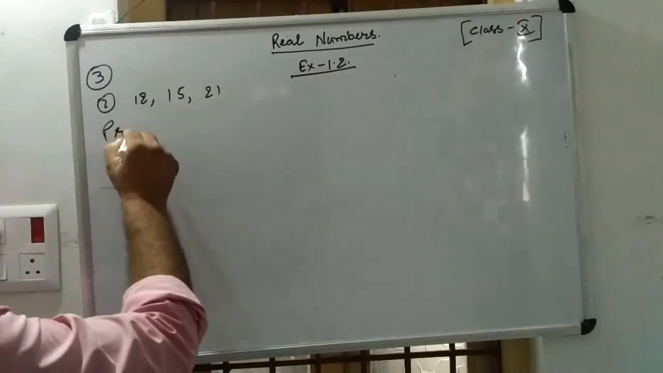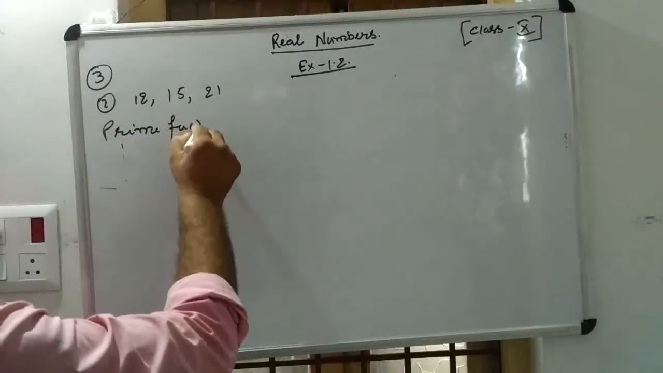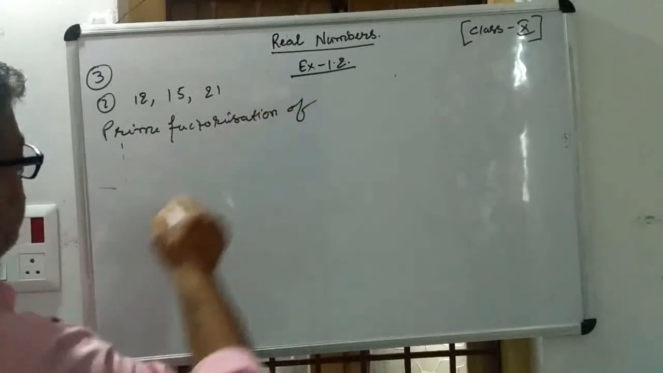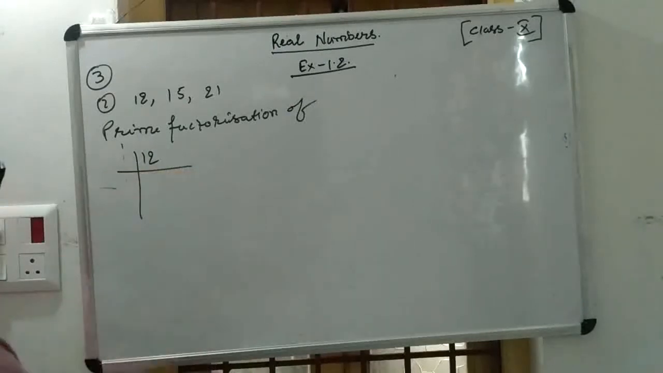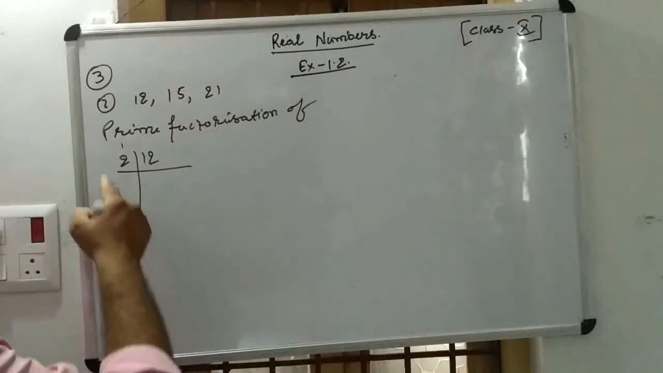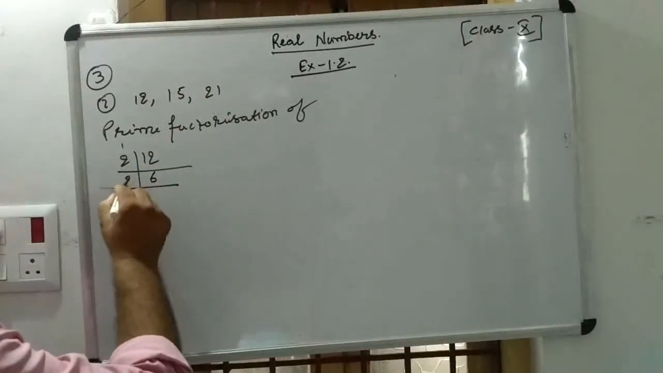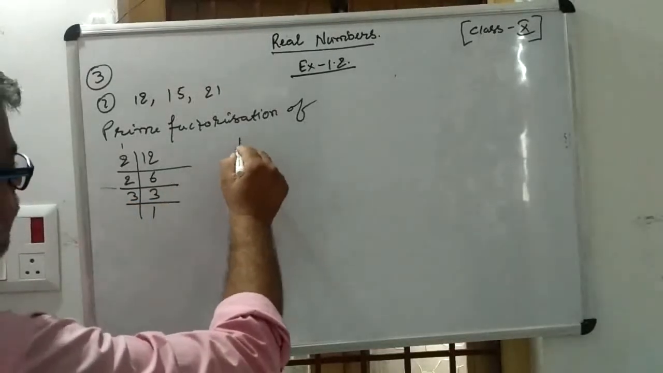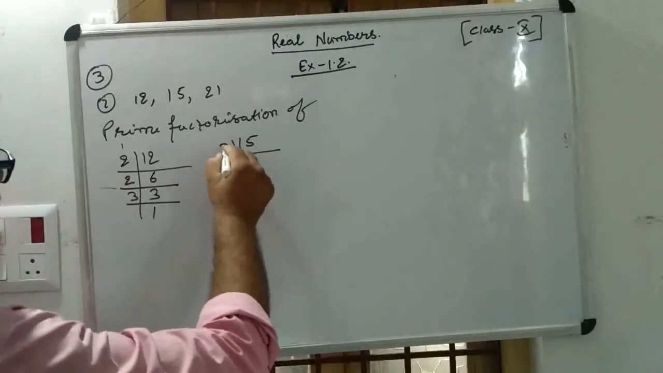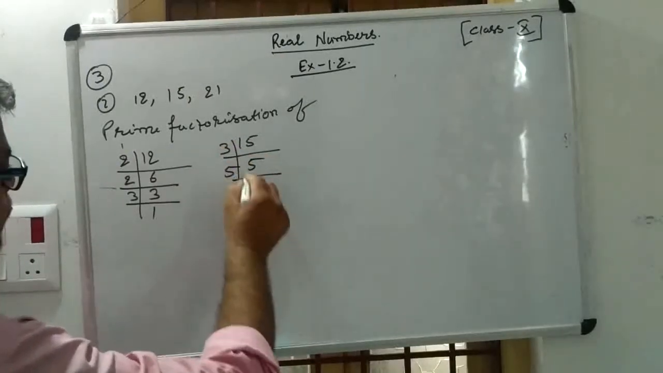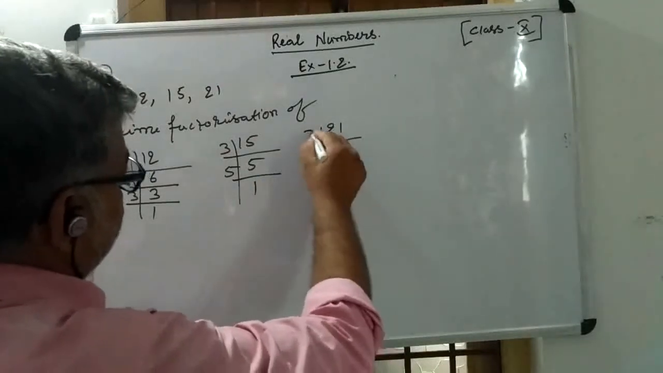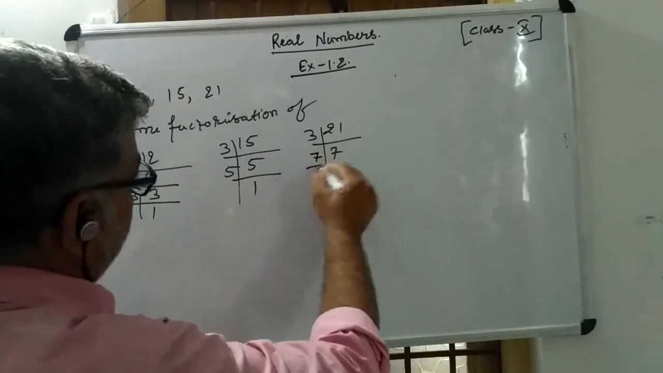So you do prime factorization of each number. First you do prime factorization of 12. You have to divide it by prime factors only. When 12 is divided by 2, it gives 6, then 2, 3, 3, 1. When you prime factorize 15, it will be 3 into 5, 5 into 1. And when you prime factorize 21, it will be 3, 7, 7, 1.